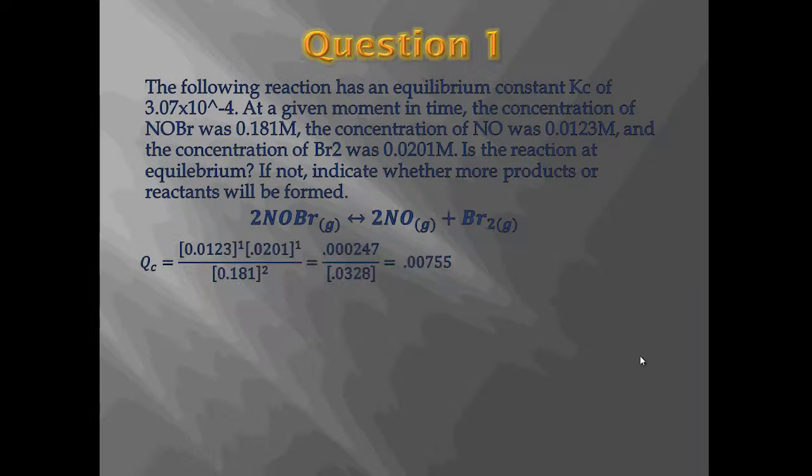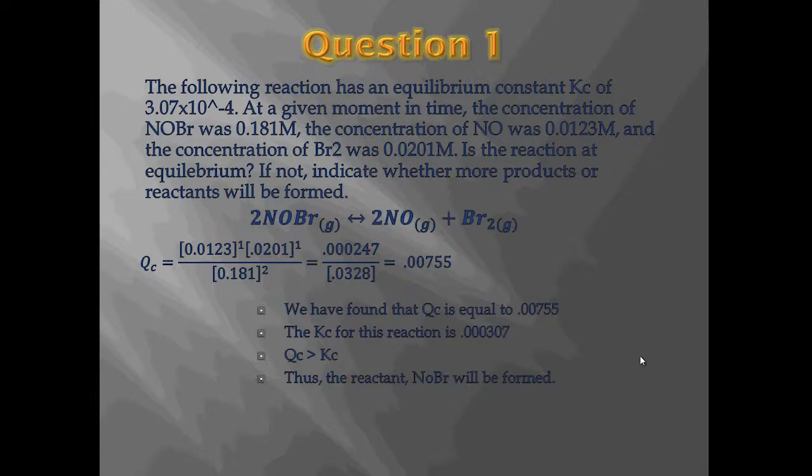This problem is especially easy. All you have to do is plug the numbers given into the reaction quotient formula. The answer found is 0.0755. We have found that Qc is equal to 0.0755. The Kc for this reaction is 0.000307. Qc is greater than Kc. Thus, the reactant NOBr will be formed.